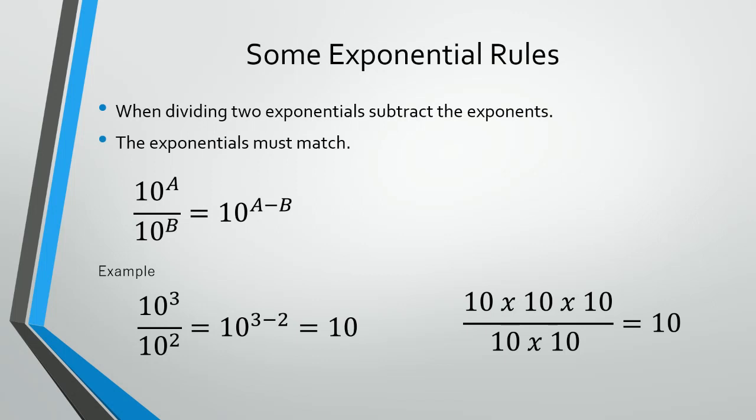In the reverse case, if you're going to do a division, you subtract them. So 10 to the a over 10 to the b is equal to 10 to the a minus b. And same as the last example, I write it out here. 10 to the 3 divided by 10 to the 2 is just 10. And if you write out all the digits here, everything cancels out, leaving you with 10 there.